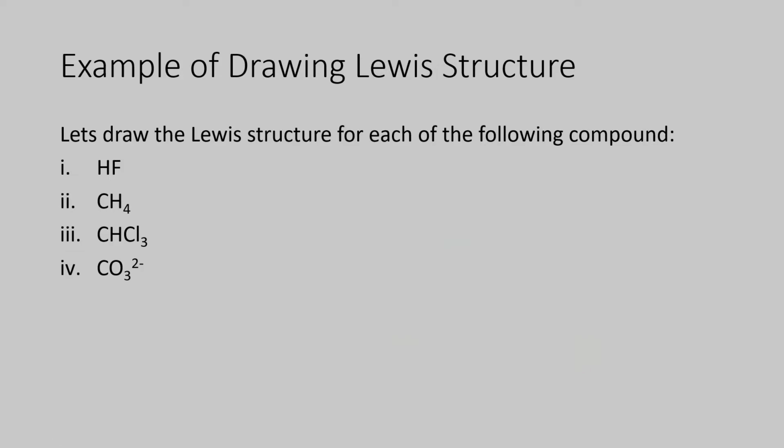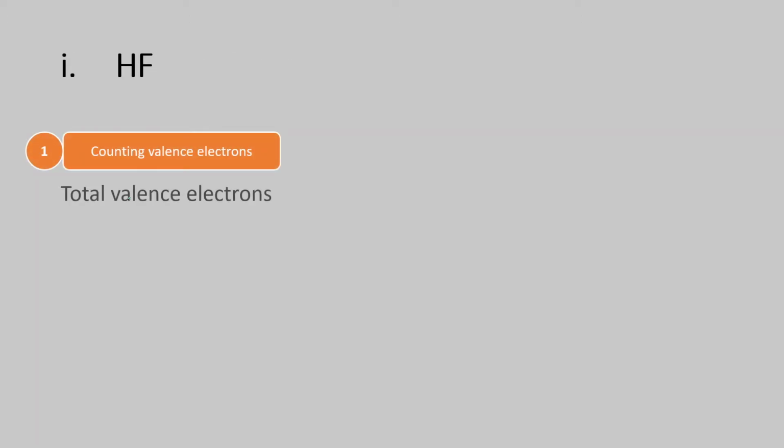So the first example we are going to do is hydrogen fluoride. See? Okay, so hydrogen fluoride, first we count its valence electrons. Alright, so hydrogen has 1 valence electron. Okay, for this we always answer like this.